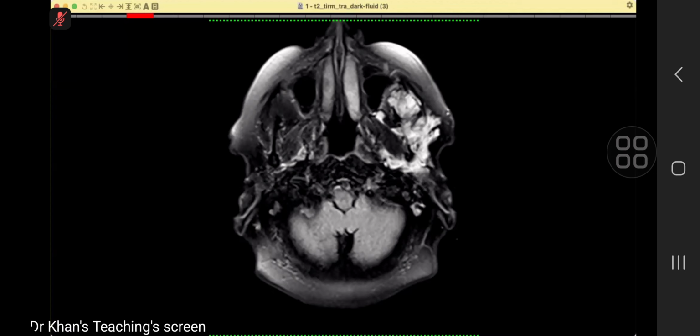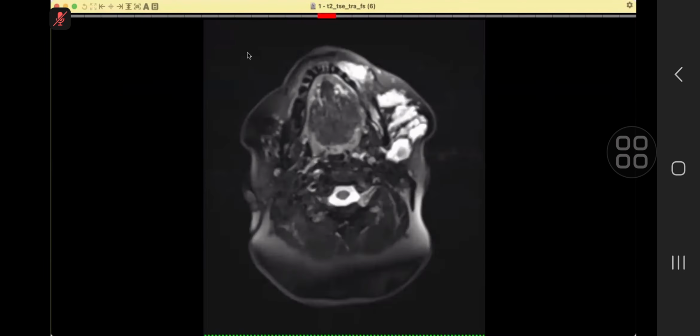Why a CT? Sir, just to see bony erosion and if it has some. So I've got an MR of the neck. Over to you. Okay.